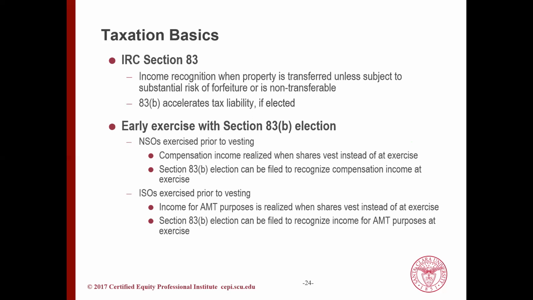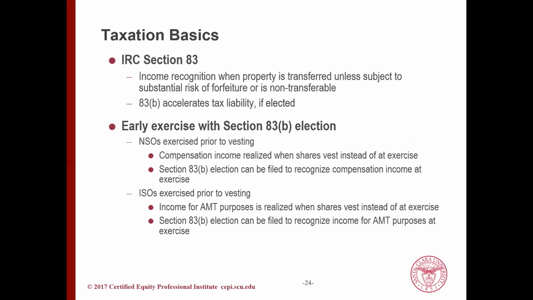Naturally, the employee would want to be taxed at exercise because when he exercised, he had no spread. His exercise price was $1 and fair market value was $1. So he can accomplish this by filling out an 83(b) election form. This allows the employee to recognize compensation income at exercise.